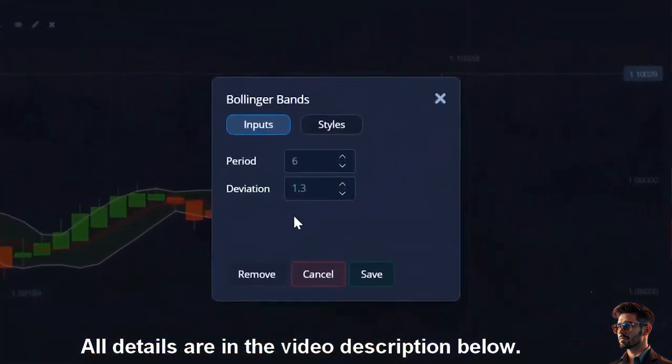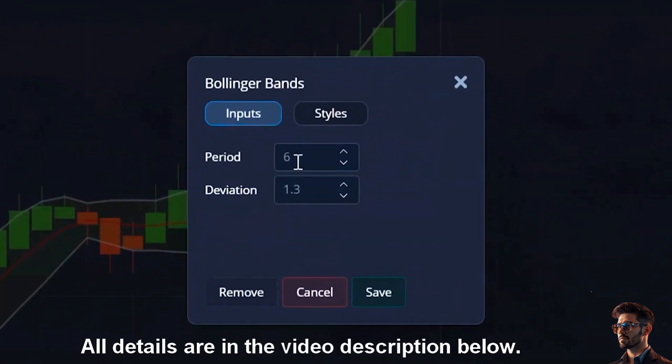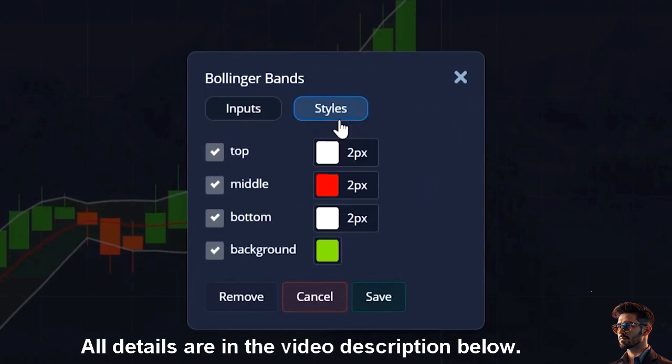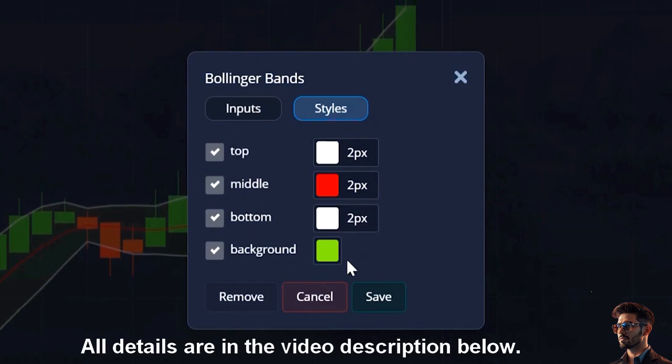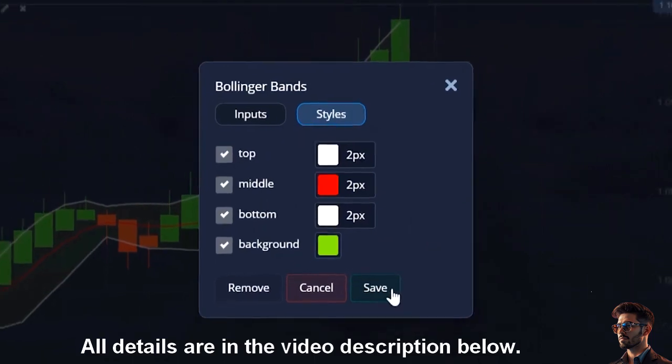On the period right here I use 6. The deviation is 1.3. On the style part here, I make sure I take all my lines. I make use of 2 white colors, and the middle color is red, and the background is green, of course. And then when you're done, you hit save.